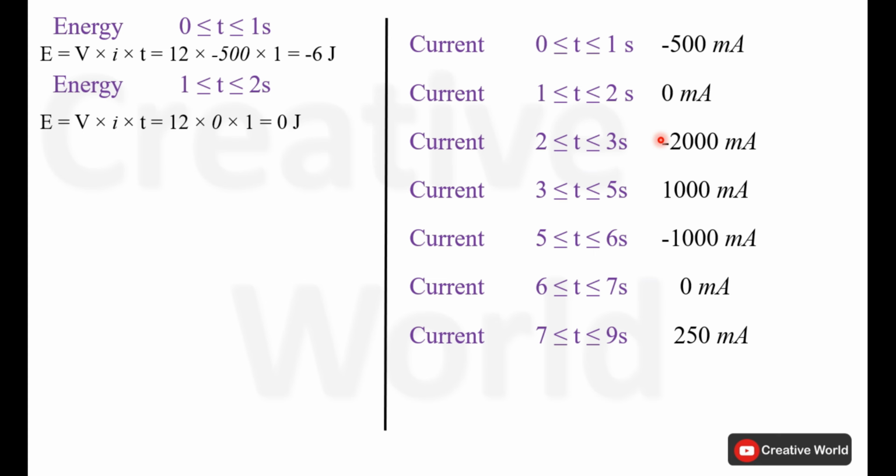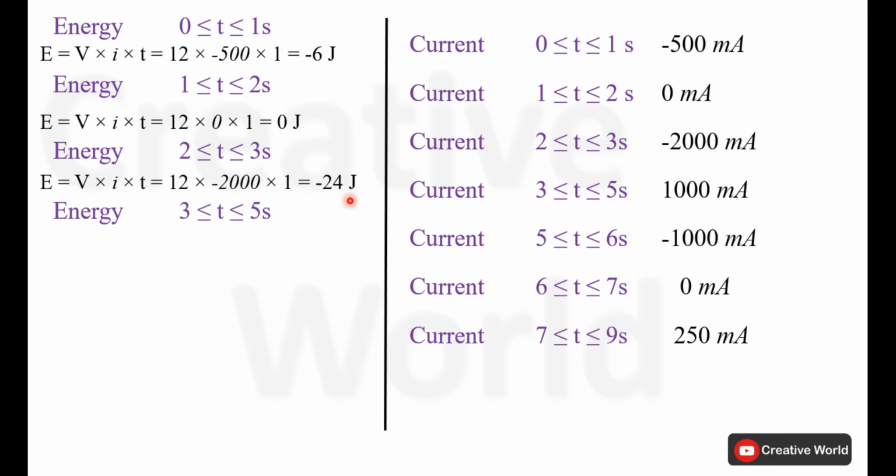Between 1 and 2 seconds the current is 0, so the energy will be 0 joule. From 2 to 3 seconds the current is minus 2 ampere, and the energy will be minus 24 joule. From 3 to 5 seconds the current is 1000 milliampere and the energy will be 24 joule. Here the time difference from 3 to 5 seconds is 2. That's why 2 is multiplied. Here the differences are 1.